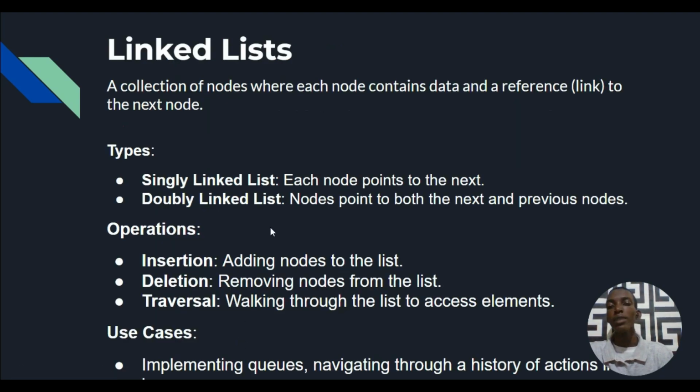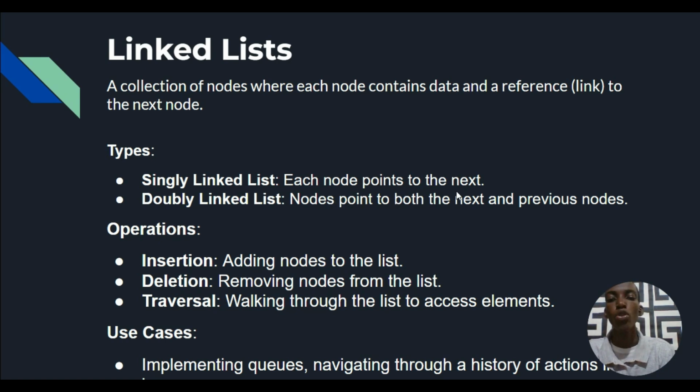Now the next part we'll be looking into is the linked list. What is a linked list? It is a collection of nodes where each node contains data and a reference to the next node. We have different types. We have the singly linked list, whereby each node points to the next. We also have the doubly linked list, whereby the node points to the next and the previous node.